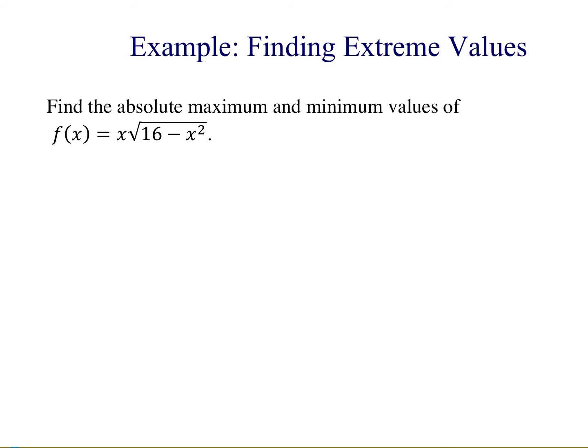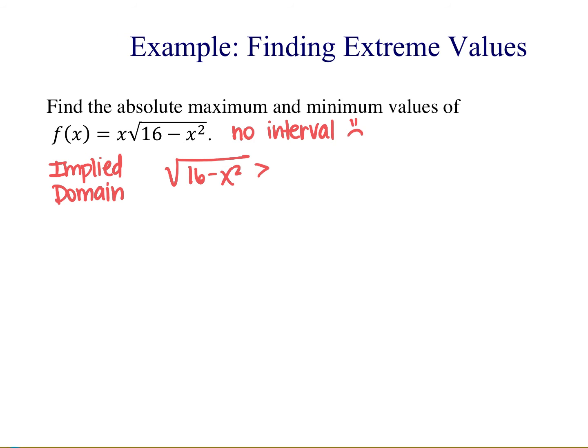Again, no interval given. So implied domain one more time. Okay, there is no closed interval. All right, so implied domain. Once again, we have a square root. That square root has to stay positive. Don't worry about the x. There's a little x sitting out in front. That's fine. There's no rules about that x. There's only a rule about the square root. So we only need to work on the square root when we're solving our implied domain.